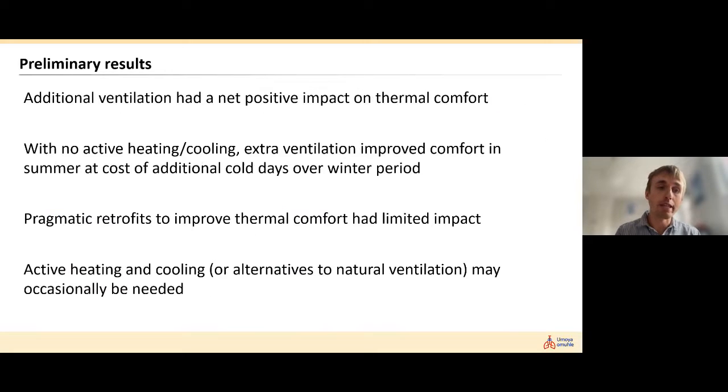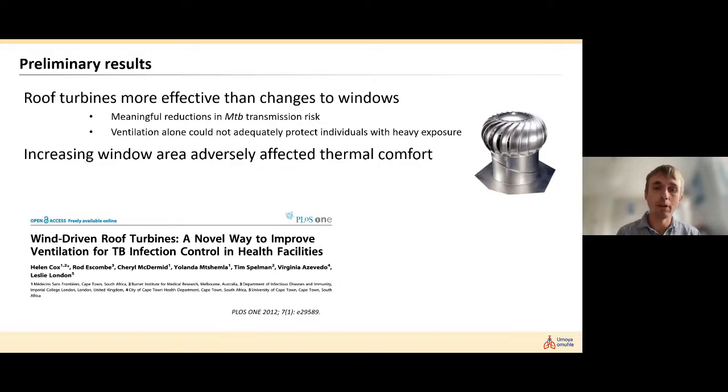Another finding was that increasing window area had adverse impacts on thermal comfort. In the winter months, heat was lost through the larger windows, and in the summer, excess heat was generated by sun streaming in through the bigger windows.